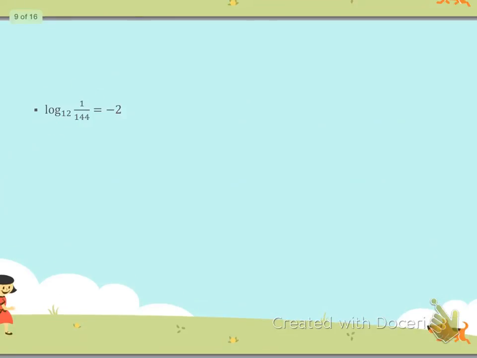Okay, my next one, base, power, what it's equal to. So I got 12 to the negative 2 equals 1 over 144. If I type that in my calculator, it will most likely give me the decimal form of what this is. But if you do the double arrow where it gives you the fraction, you should get the same thing.